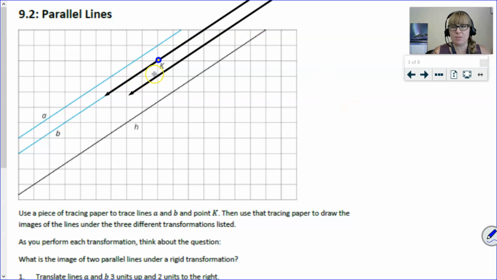So a few things to observe here. Notice that because I rotated around point K and point K was on line B, when I spun it around 180 degrees, line B is still line B. It stayed exactly the same. A, however, did rotate into a new position. We would call that one A prime.